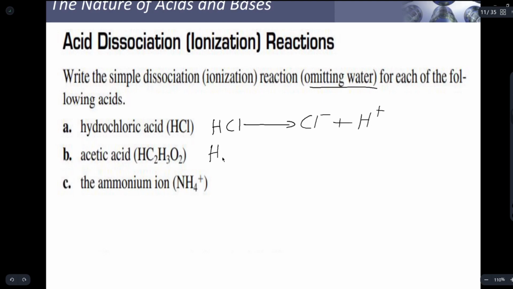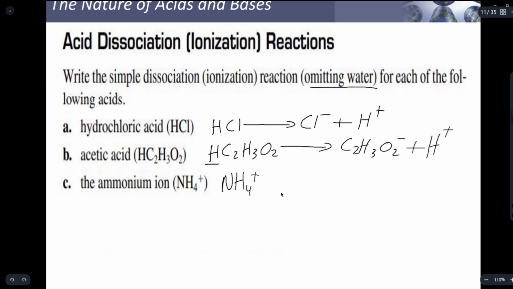For acetic acid, we have HC2H3O2. And keep in mind, here we remove the outermost hydrogen, since the other ones are incorporated into the compound. So this would become C2H3O2- plus H+. In NH4+, when we remove the additional hydrogen, we will be left with NH3 neutral because the charge is taken by the hydrogen ion.